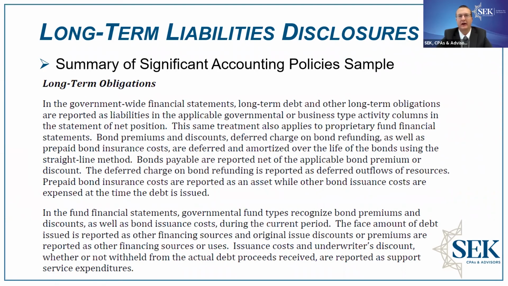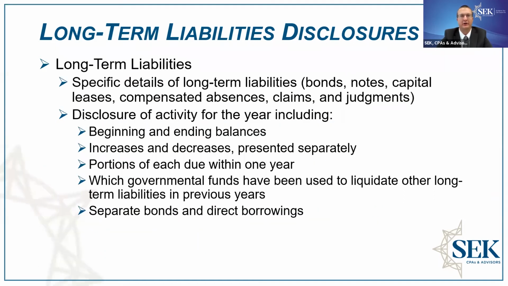So on the next slide, I'm certainly not going to read through this. This is just an example that we have here. For the summary of significant accounting policies, it just kind of describes where the information is reported within the financial statements, and again, liabilities and deferred outflows, as well as assets for the prepaid insurance, and once again, the income statement impact on those items within the governmental funds.